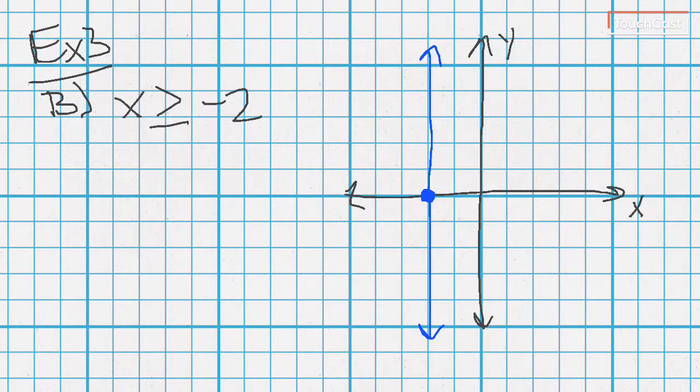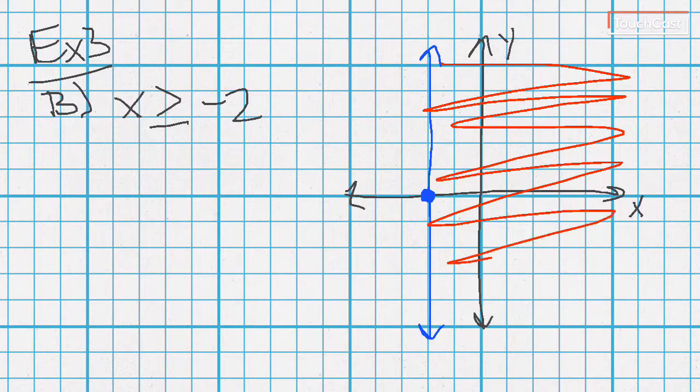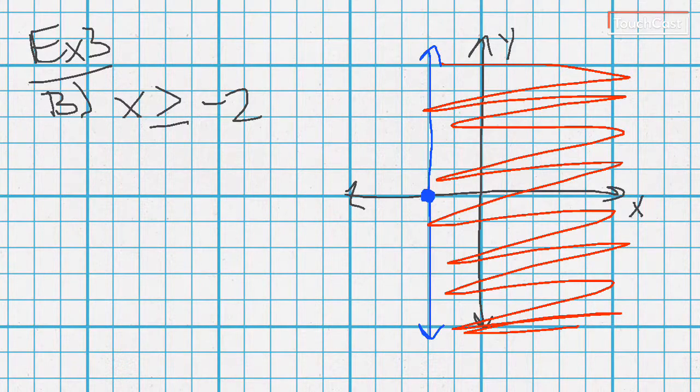Now we have to decide shading. Well, when we have a vertical line, we can't really shade above or below it, but we can shade to the left or right. So we have to ask ourselves, is the left numbers that are bigger than -2, or is the right? And when I look at this, I know numbers that are to the right of -2 are larger. So when I have x is greater than or equal to -2, I'm going to shade everything that is to the right. And we're actually going to wrap up and say we're done with this lesson on solving linear inequalities.